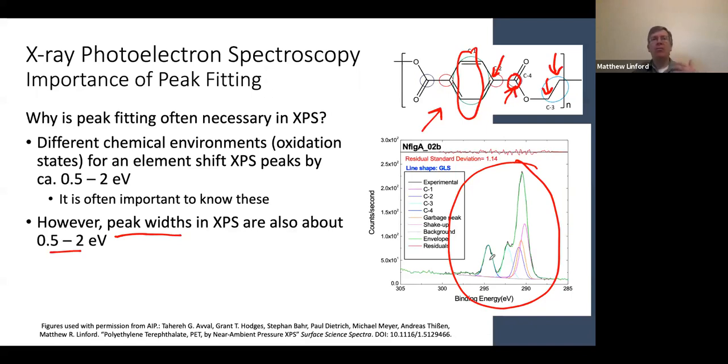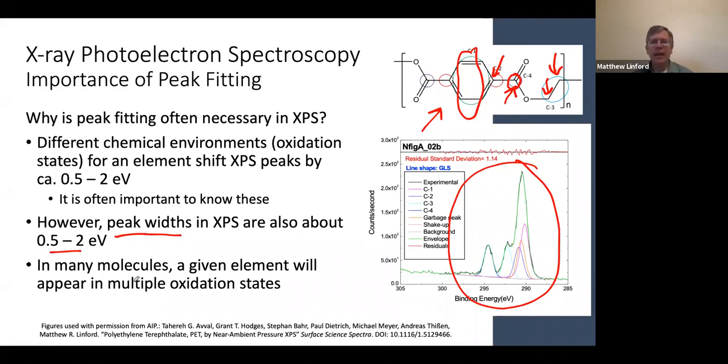And so that means that peak fitting is really a necessary exercise if you're going to extract chemical information from XPS. And unfortunately, as we're about to see in this presentation, it's often done wrong. Okay, and again, I emphasize that in many molecules, a given element appears in multiple oxidation states. That's certainly the case here with PET, and PET is not an exception. It's not at all unusual, again, to see a polymer or a metal sample where you have both oxide and reduced, like in a metal sample or a semiconductor, you have both the oxide and the reduced material, et cetera.